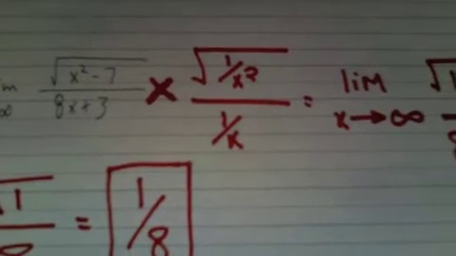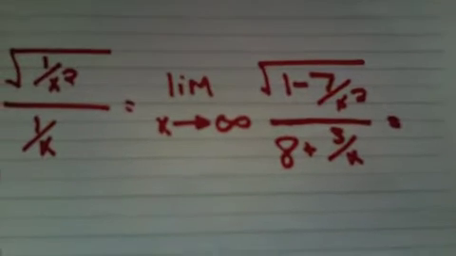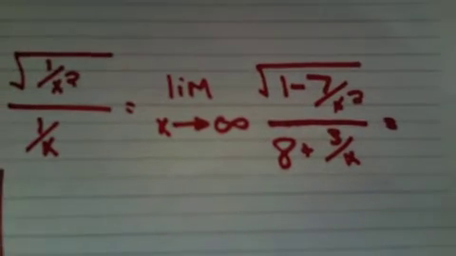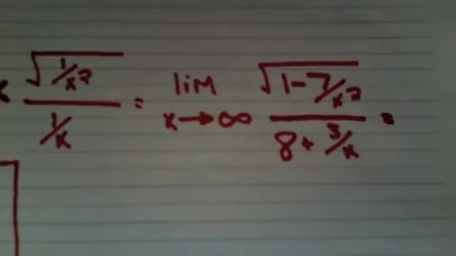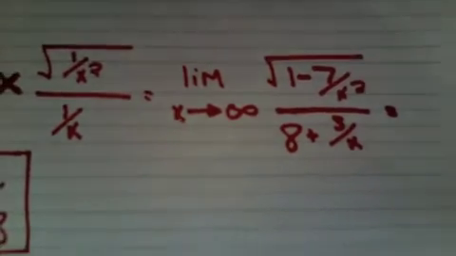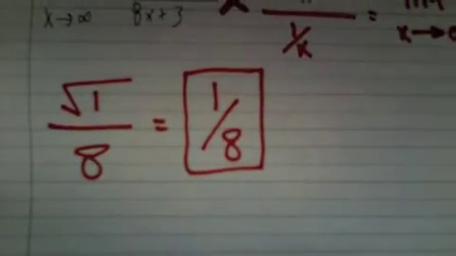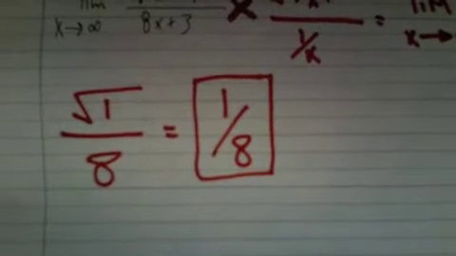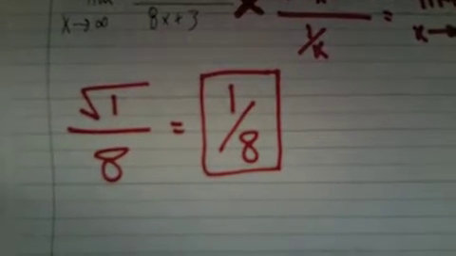But this makes it easier to work with, because then on the next part we have the limit as x is approaching infinity of the square root of 1 minus 7 over x squared, because that 1 over x squared can go into that square root, over 8 plus 3 over x. And then this is just going to all equal the same thing. We're going to take the limits of those, 1 minus 7 over x squared and 8 plus 3 over x, and the limits of those are just going to be 1 over 8, and that's your answer, 1/8.